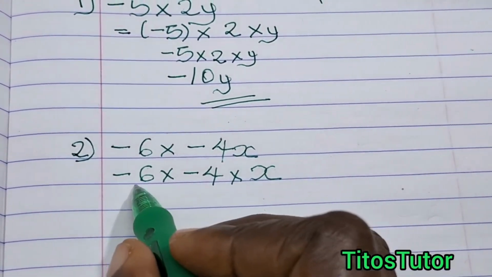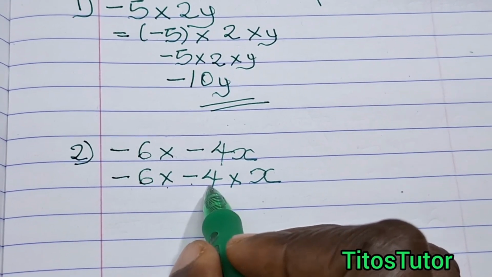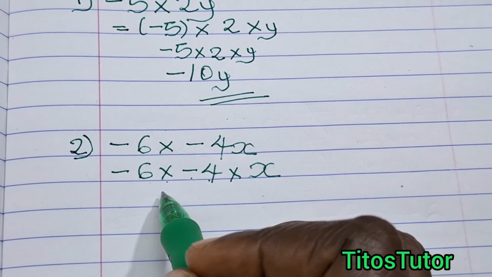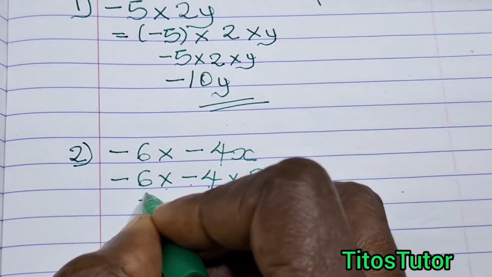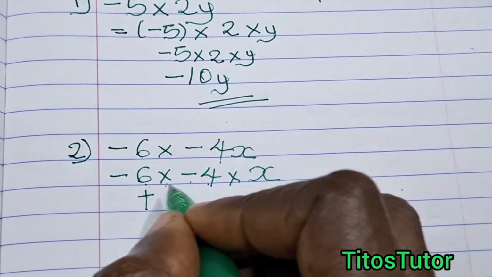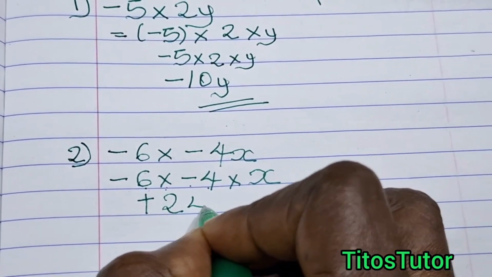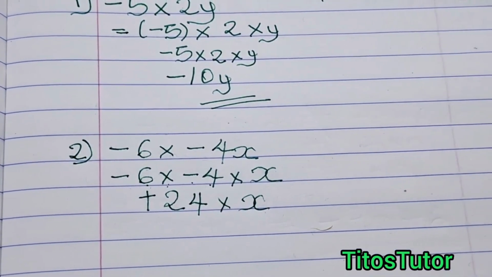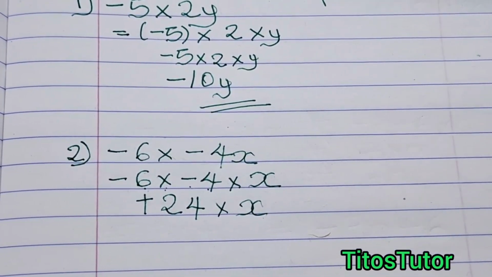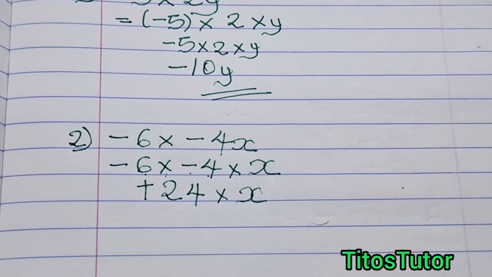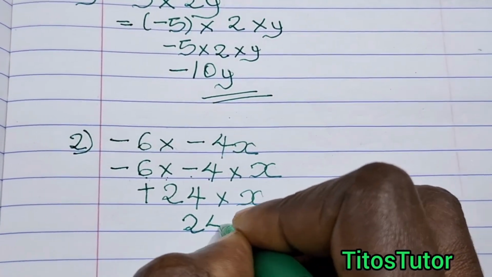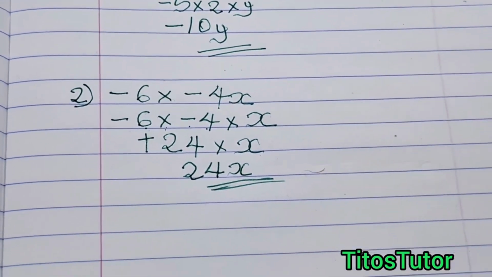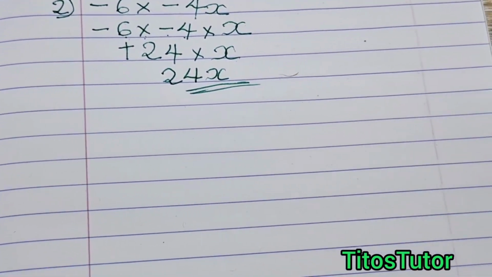Okay? So negative 6 multiplied by negative 4. Two negative numbers multiplying each other gives you a positive answer. So negative 6 times negative 4 is positive 24 multiplied by x. Because it is positive 24, you don't need to write the positive. Numbers without a sign are all positive numbers. So my final answer is 24x and I'm done. Okay? Let's go to the third example.